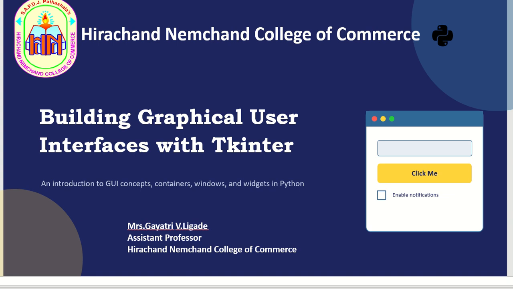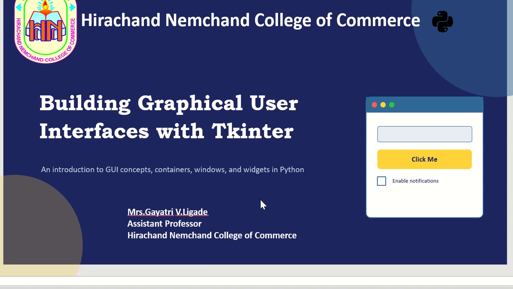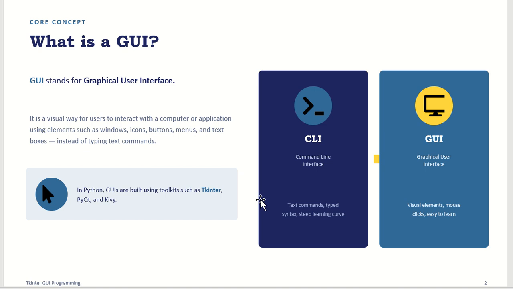So before starting actual application development, let's see the basic concept of GUI. First of all, let's understand what is GUI. We will better understand GUI by comparing it with CLI. So what is CLI? CLI stands for Command Line Interface. Command Line Interface is a working area where you have to execute everything with the help of commands.